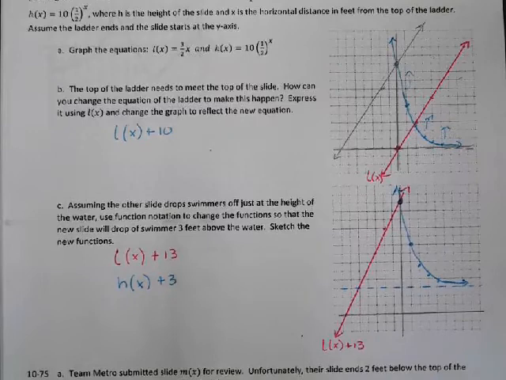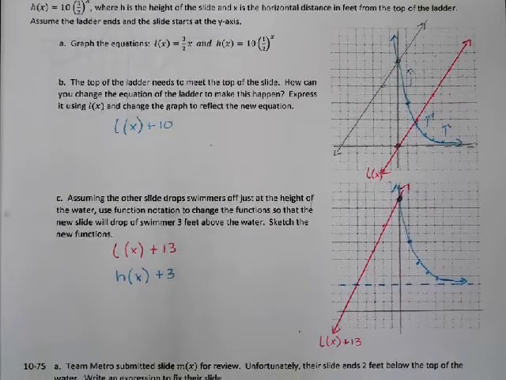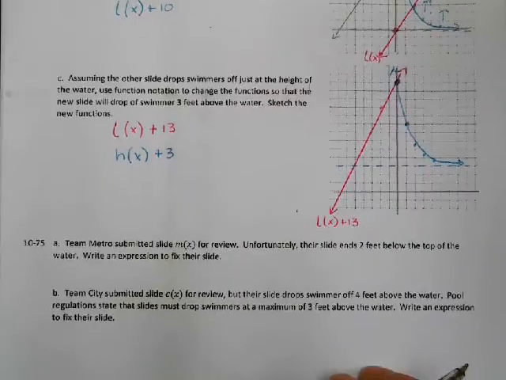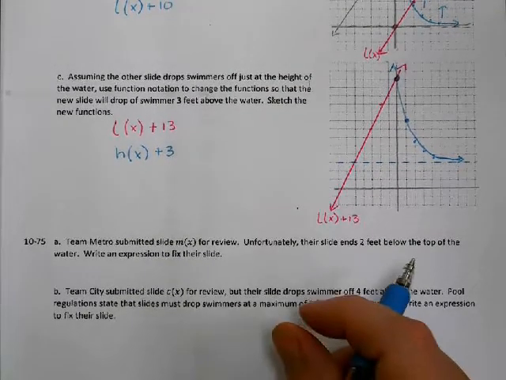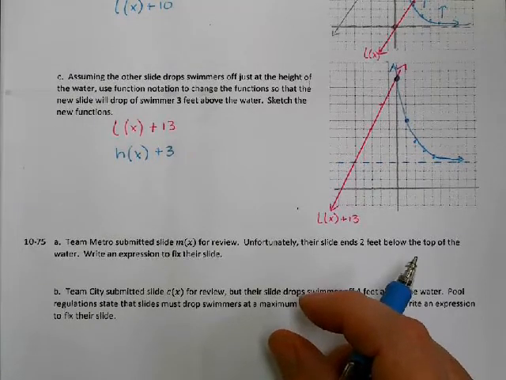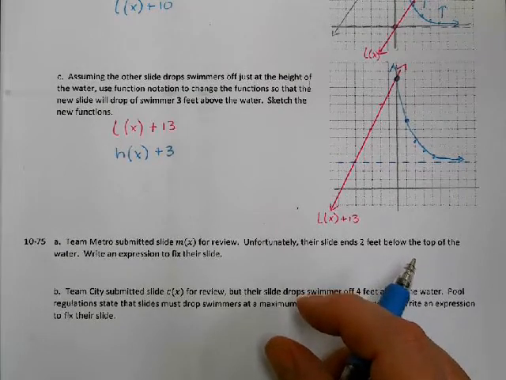So we've shifted everything up 3 units. Team Metro submitted slide m of x for review. Unfortunately, their slide ends 2 feet below the top of the water. That's a horrible slide, 2 feet below the top of the water. So they got a problem.